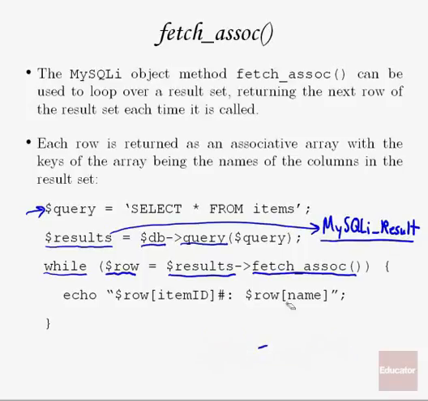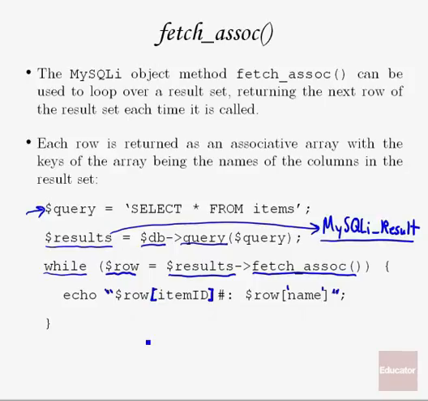Then for each iteration through this loop, for each row that we get, we're going to output the item ID of that particular row and the name of that particular item. As you notice here, we're accessing it as an associative array within double quoted strings, which is why we don't have the single quotes around these keys. The row comes back as an associative array with item ID as one of the keys and name as one of the keys, and we're going to output that. This loop is going to continue for each row that's returned in our result set until there are no more results.